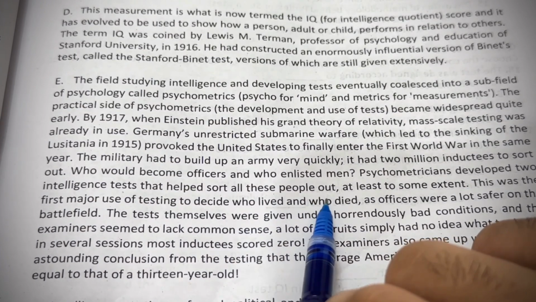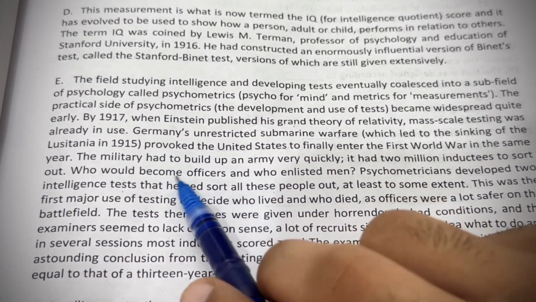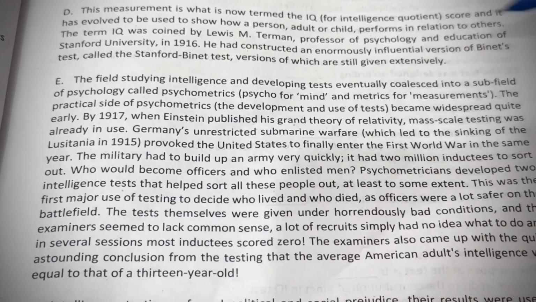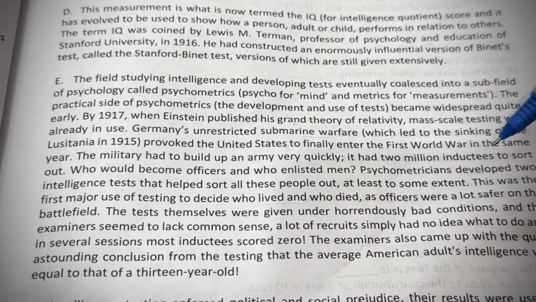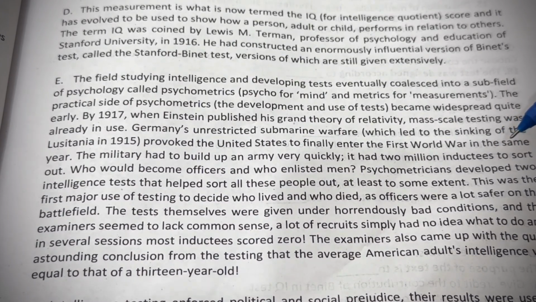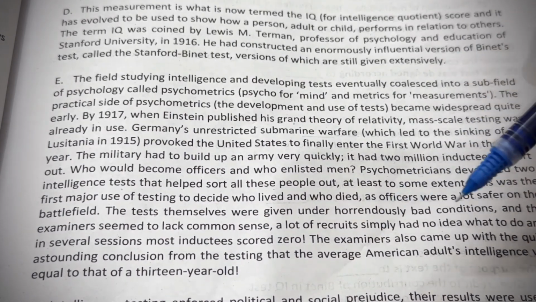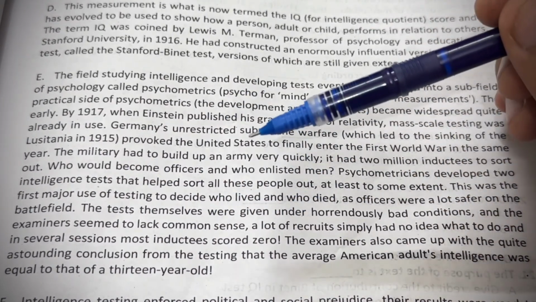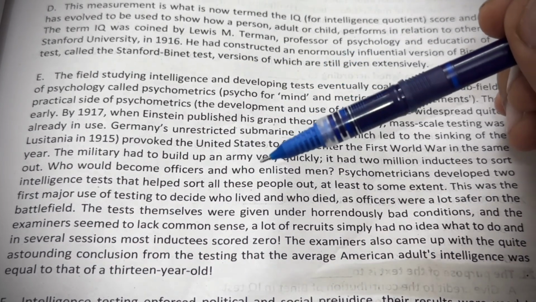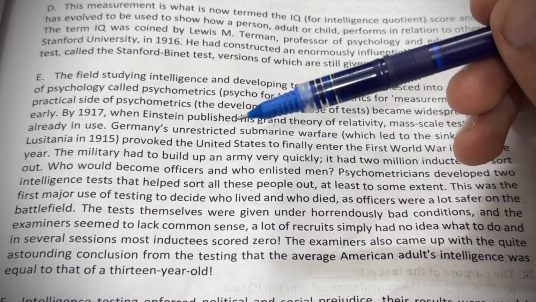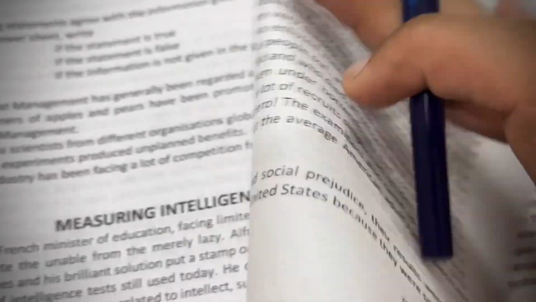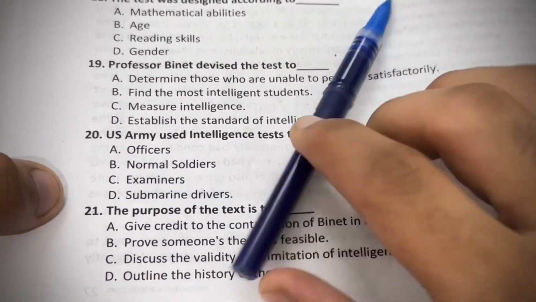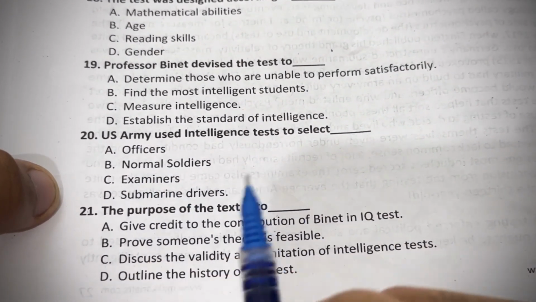Help sort all these people. Then who would become officers? So they are only talking about who would become officers, and after that there is nothing like they will choose other army people out of this also. The examiners also came up with the quite astounding conclusion. So examiners were the ones who were doing the test, so they were also not looking for the examiners from here. So from here the answer would be officers, because the main concern is on the officers, no one else.